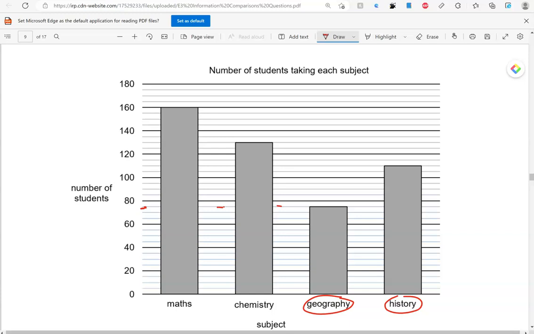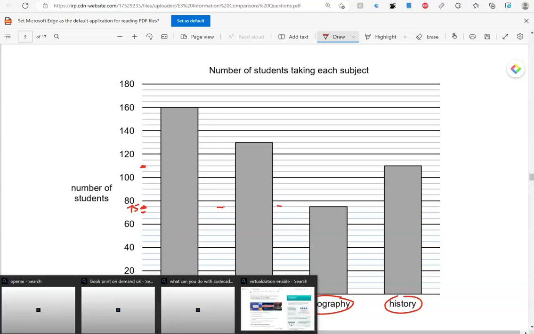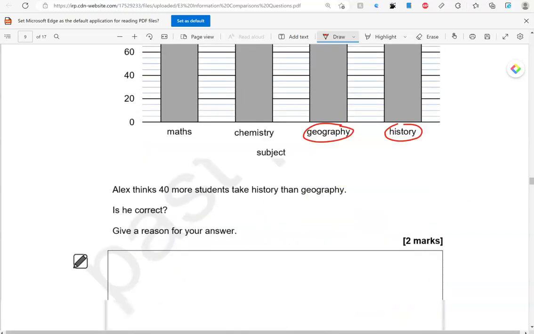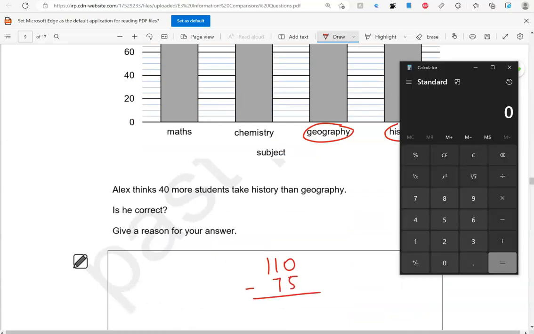So for geography, this is between 60 and 80. Halfway through is going to be 70. So this is halfway through, or in between 70 and 80, so 75. And history, we've got right in the middle between 100 and 120, so this is 110. So we'll do 110, take away 75, which is 35.